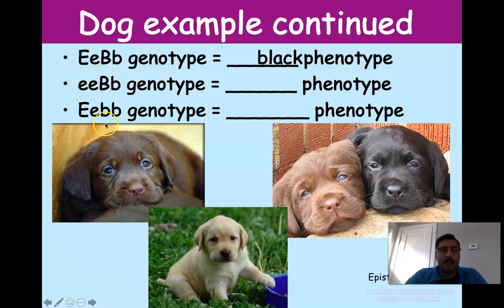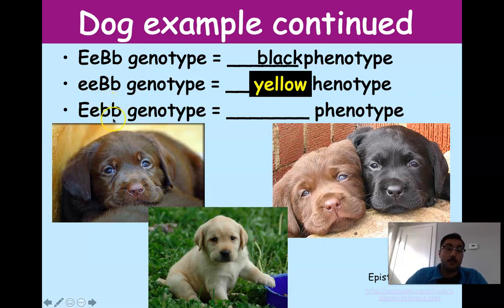The second one here, though, it should be a black dog, right? The carrier for the brown allele, but who cares? Sorry, it's a black dog, but it's homozygous recessive for that epistatic trait. According to our legend, that's going to block the color black. So it should be a yellow dog. There you go. Yellow dog is our phenotype.